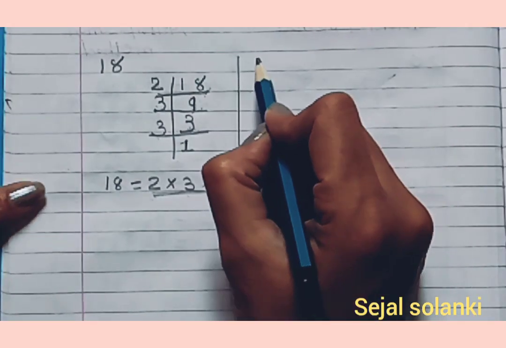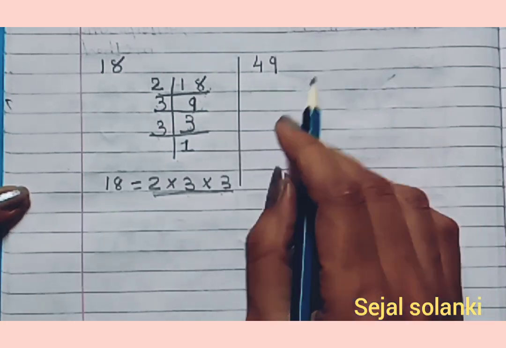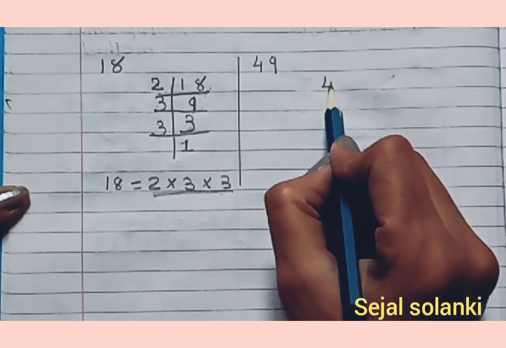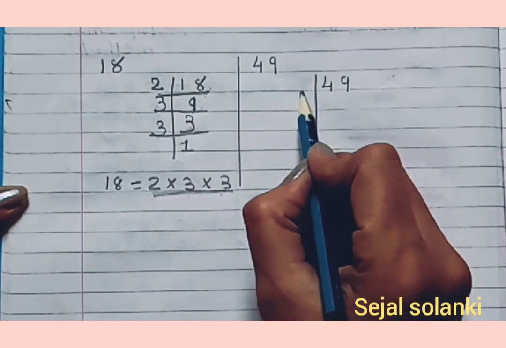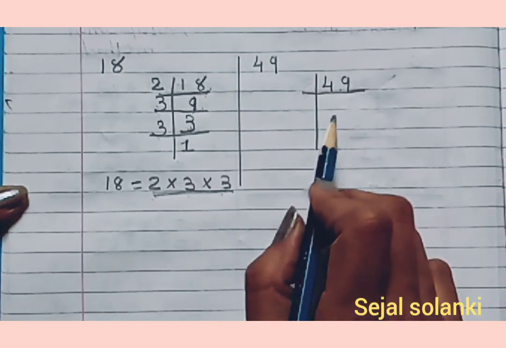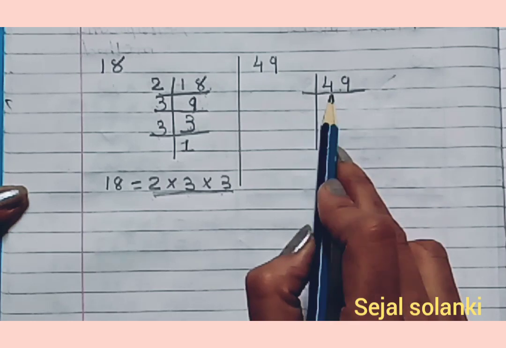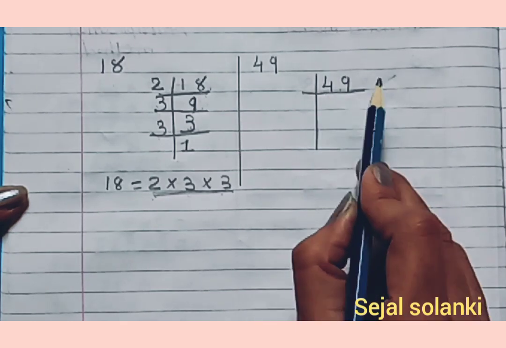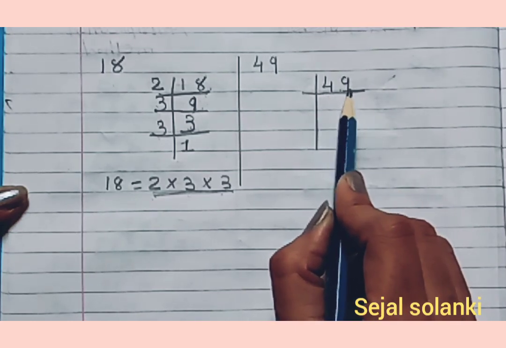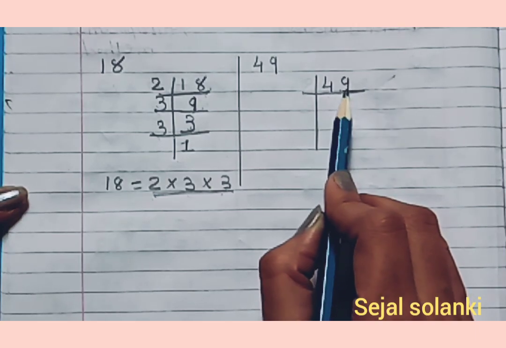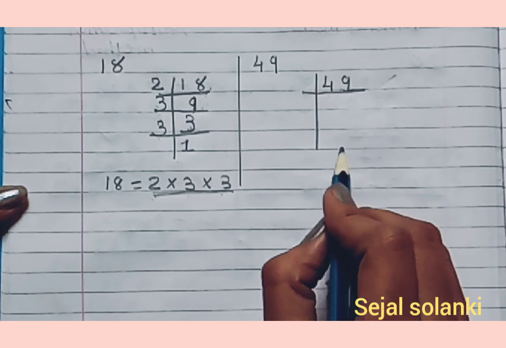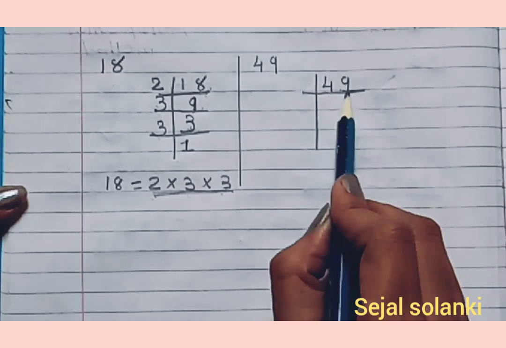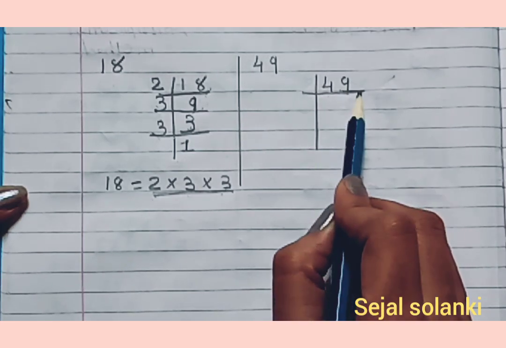Let's take the next number, 49. Now we will write first the number, and at the left side we will draw the line. Now 49, is it even or odd? It's an odd number. The ones place is odd, so this number is an odd number. So we will check the divisibility. It can't be divided by 2; can it be divided by 3?